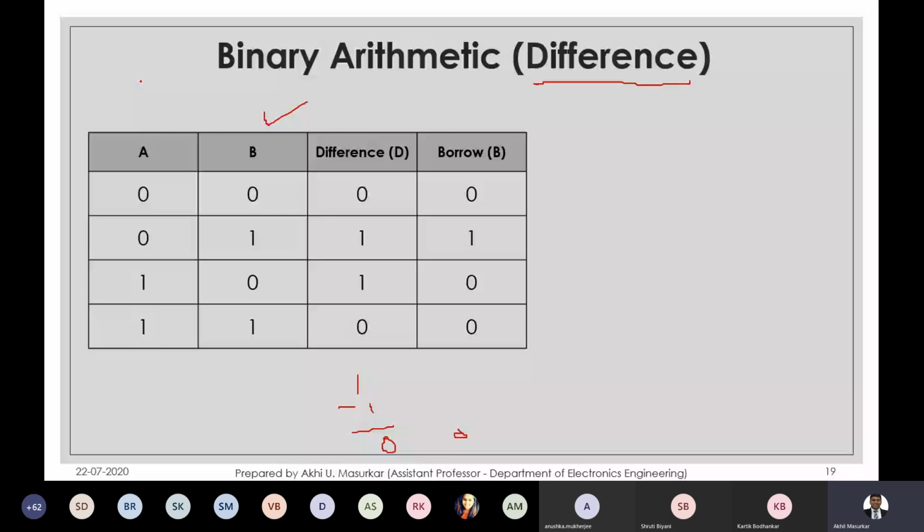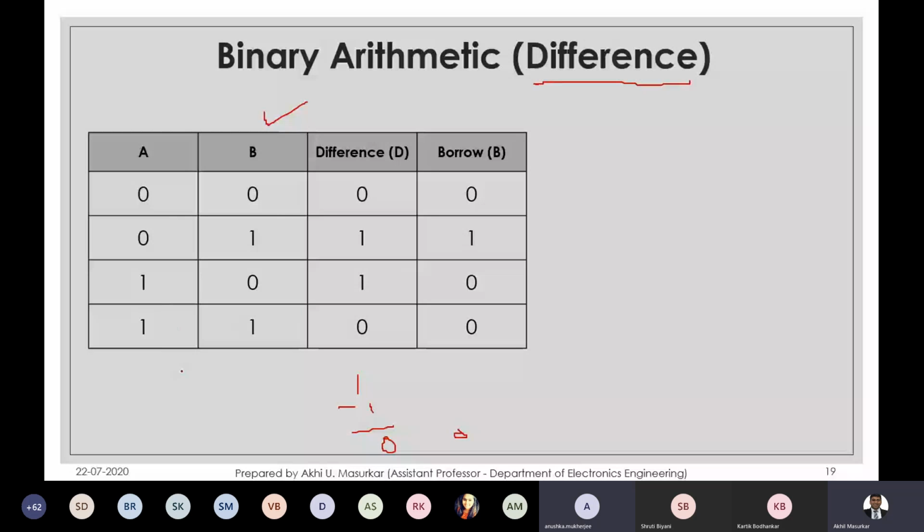If anybody has a doubt, they can unmute and ask. Sir, in the difference table, the borrow was 0. I couldn't get it. The borrow was 0. For which case? The first case? The last case, for 1, 1.